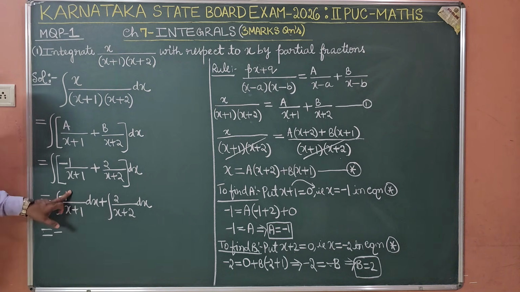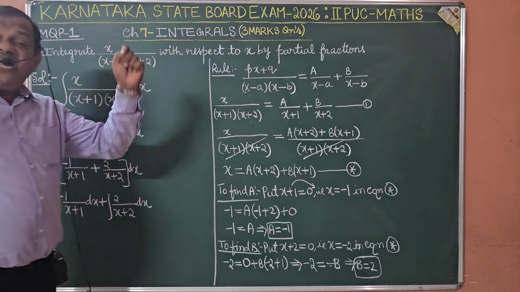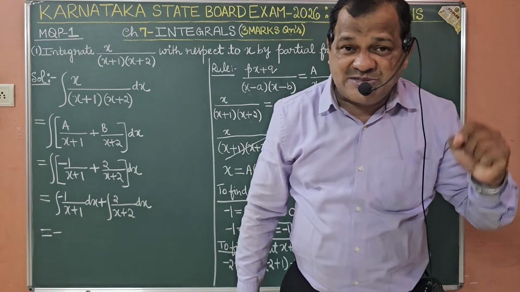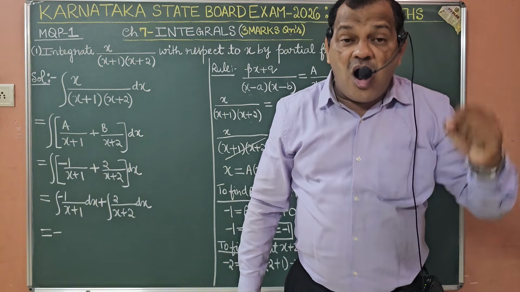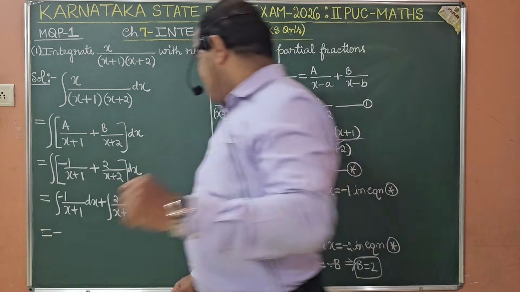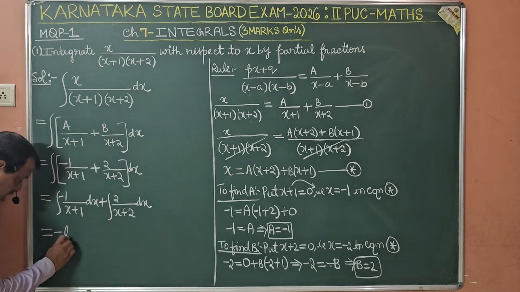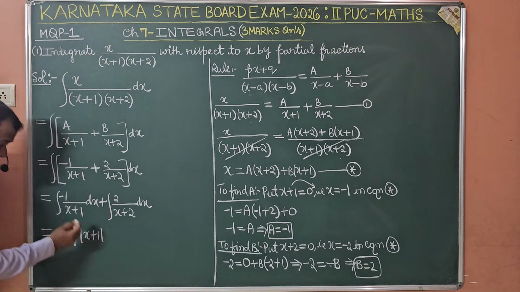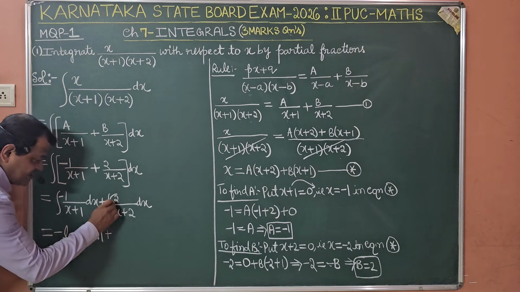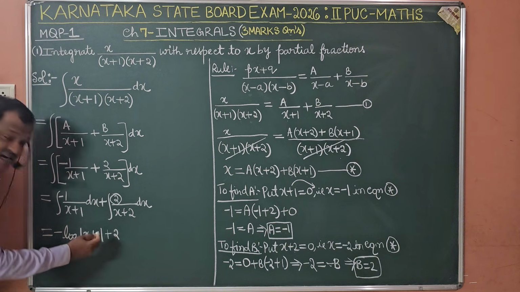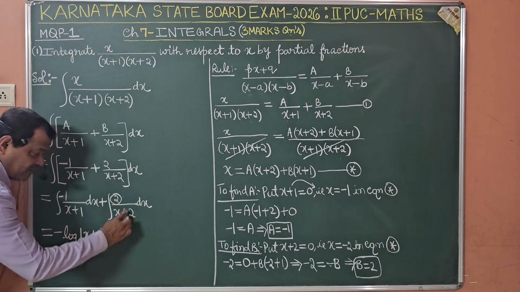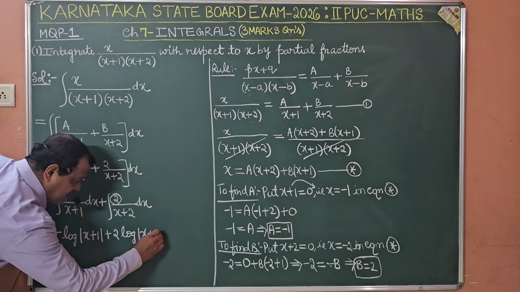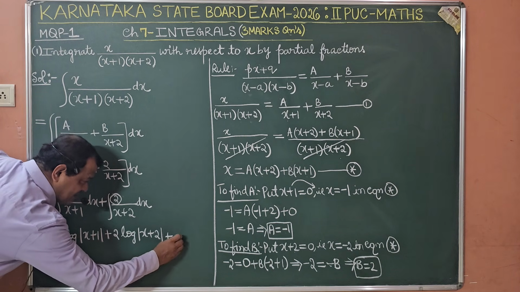What is the integration of 1 by x plus 1? It is a generalized standard form. The integration of 1 by x plus 1 is log of mod of x plus 1. I will write here log of mod of x plus 1, of course to the base e. Here, first take 2 outside. What is the integration of 1 by x plus 2? Log of mod of x plus 2, base e, plus c.